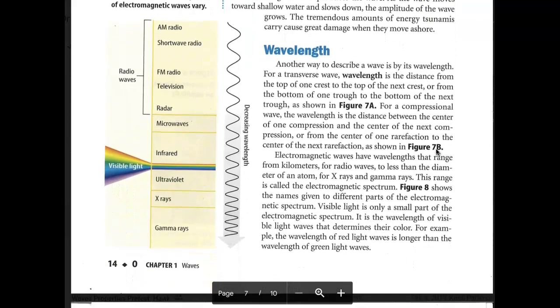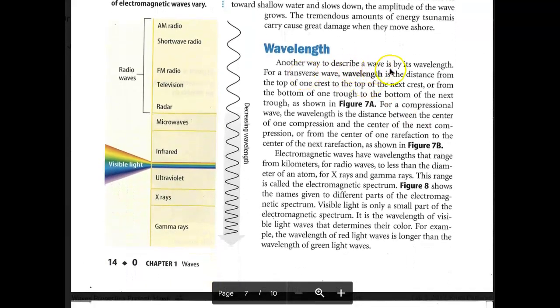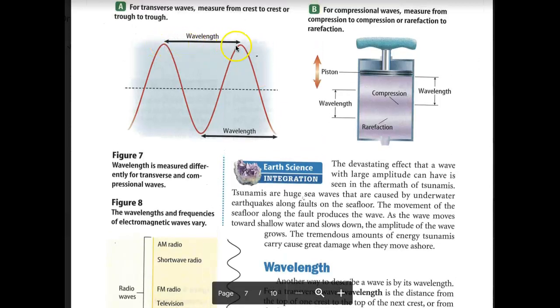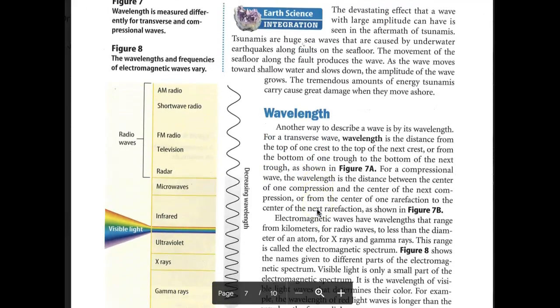Look at wavelength here. Another way to describe a wave is by its wavelength. For a transverse wave, wavelength is the distance from the top of one crest to the top of the next crest, or from the bottom of one trough to the bottom of the next trough. And we saw that up in here too. Crest to crest, or trough to the next trough over here.